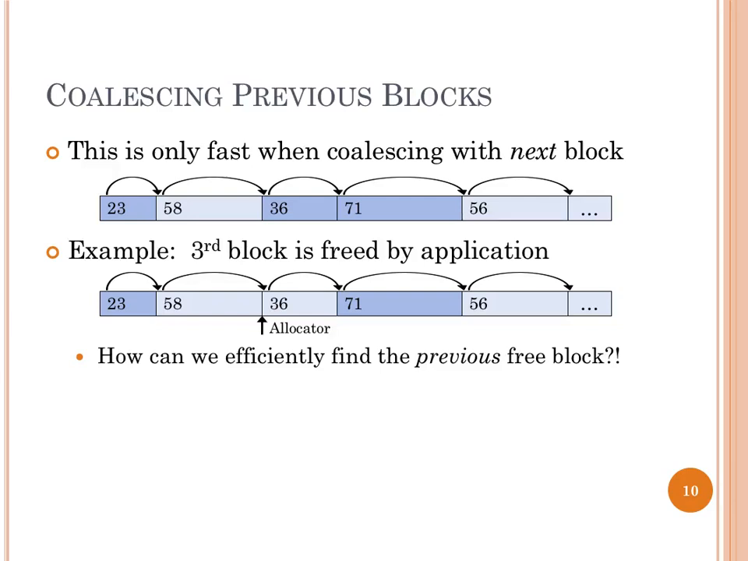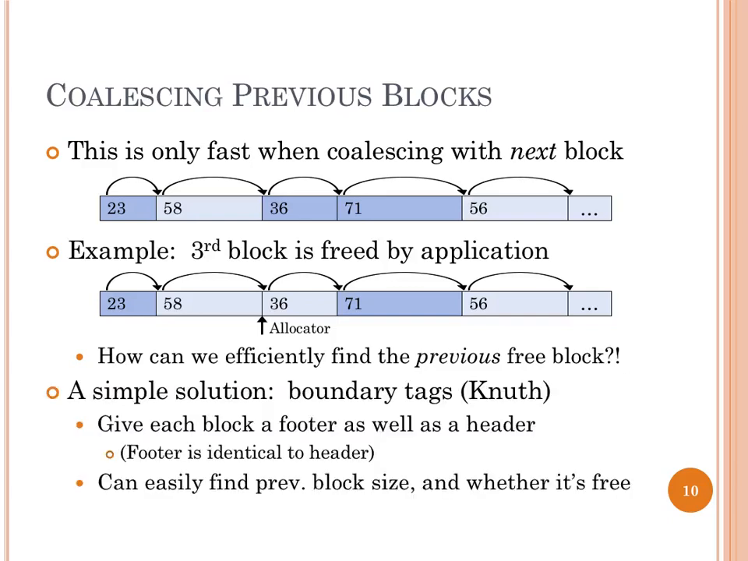So you could just run through. Now that's linear time, and if you're writing an allocator, you don't like linear time. You'd like it to be constant time. You'd like it to be really fast. So there is a simple solution, which is, why don't I just replicate the header at the end of the block as well? We'll call it a footer, but really it's just another header at the end.